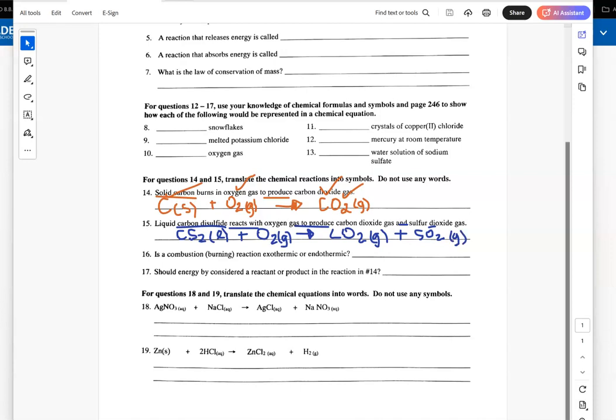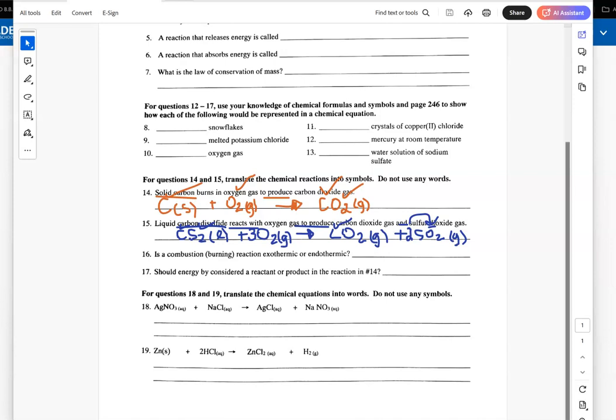Now let's see if everything's balanced. I have one carbon on each side, so that's good. I have 2 sulfurs on each side. Oh, no, I don't. This one has 2 sulfurs, this one has 1, so I'm going to add a 2 here. And that changes my oxygens to 4, 5, 6. So how to make a 2 to a 6? Well, I'm just going to multiply this by 3. And that's it.